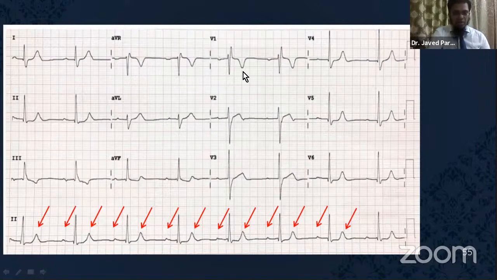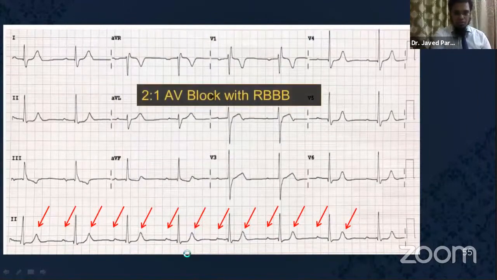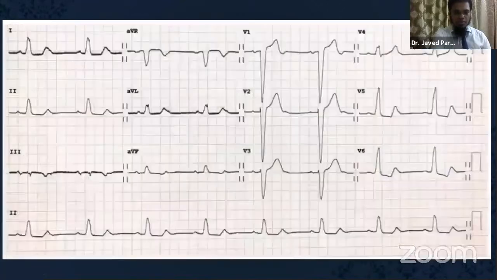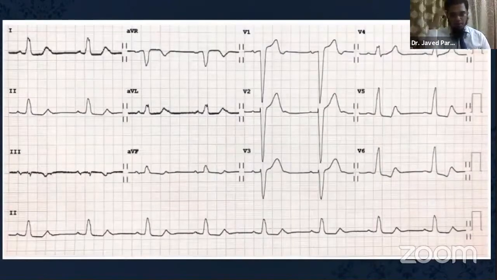Then you have right bundle branch block. So you have right bundle branch block and 2:1 AV block. So with this itself, I think if you go for a pacemaker, it's reasonable. So this is how sometimes a simple 2:1 AV block can mimic and fool us.